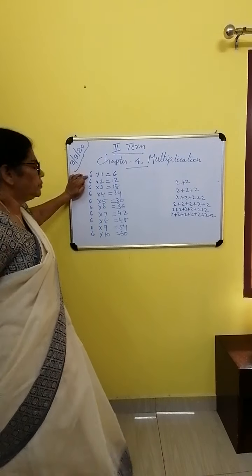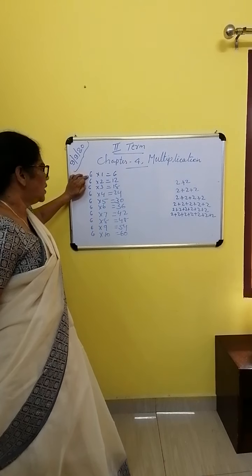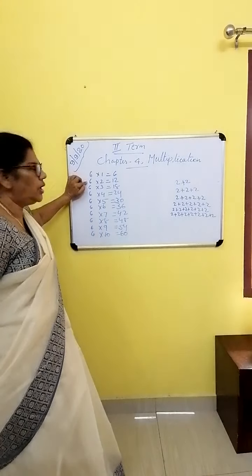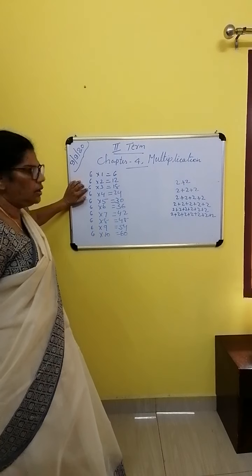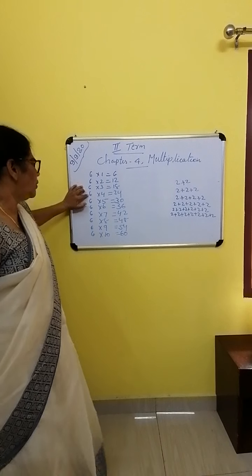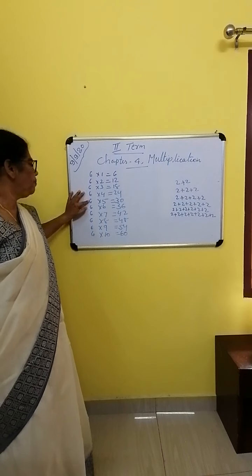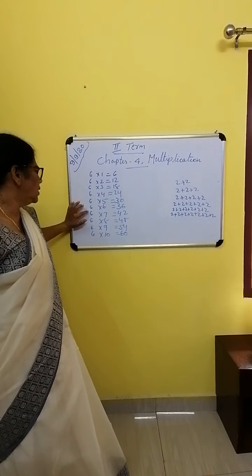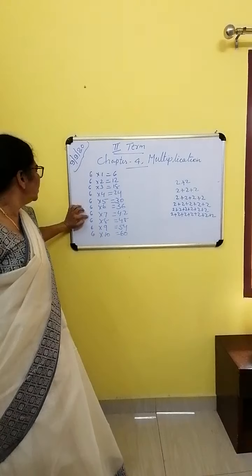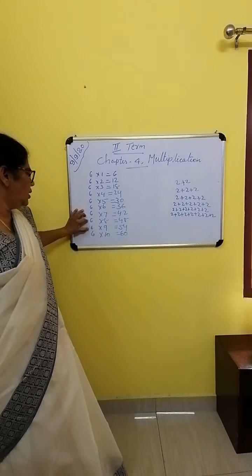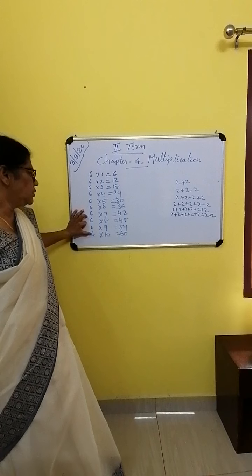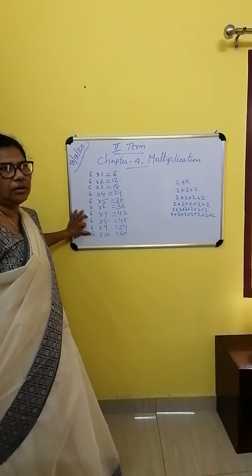You can say, you read it. 6 1s are 6. 6 2s are 12. 6 3s are 18. 6 4s are 24. 6 5s are 30. 6 6 are 36. 6 7s are 42. 6 8s are 48. 6 9s are 54. 6 10s are 60.